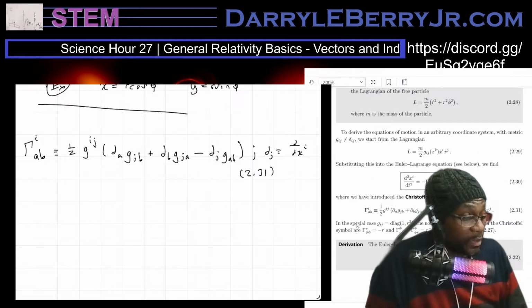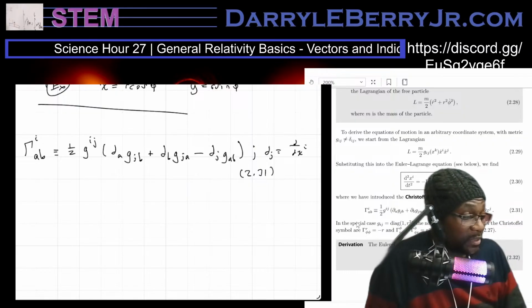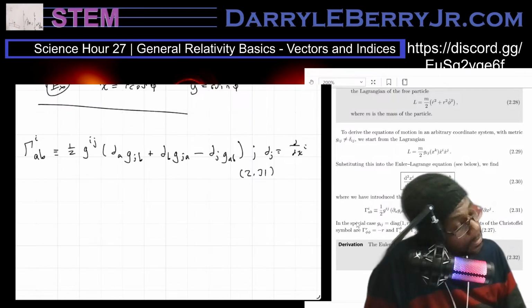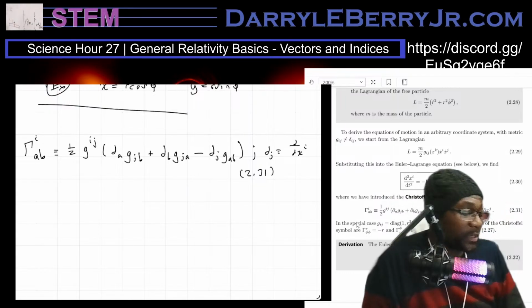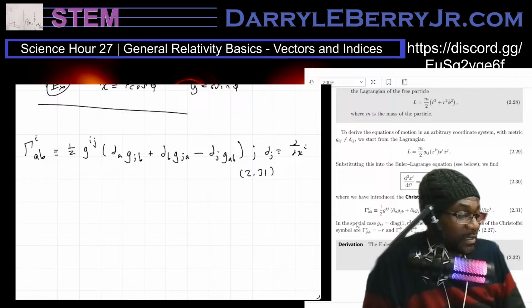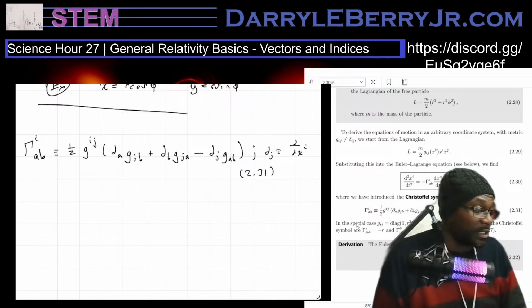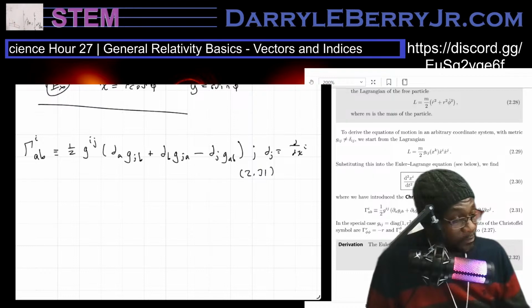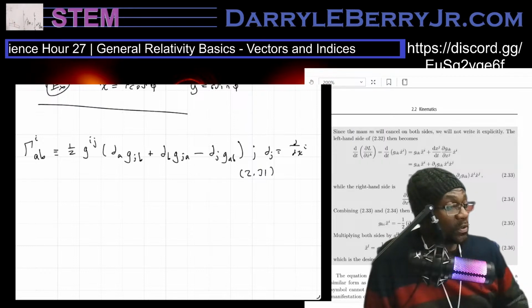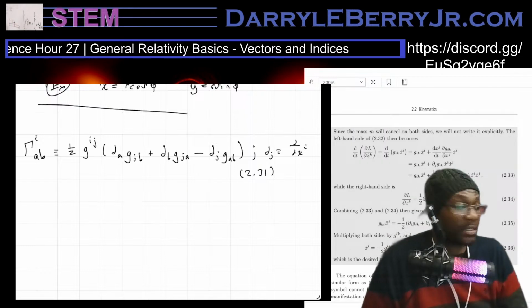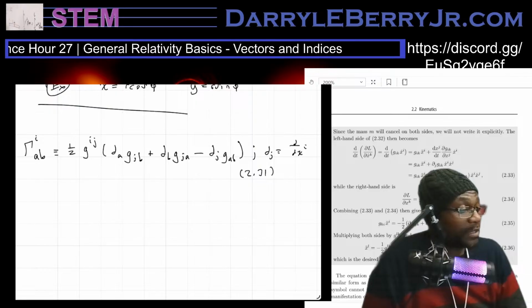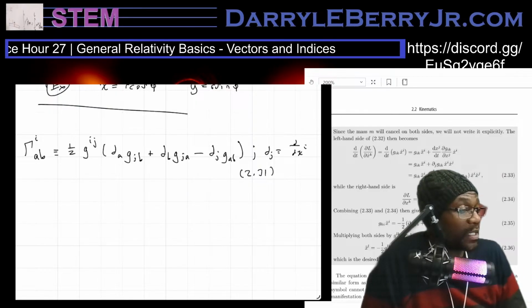The derivation of the Euler-Lagrange equation is d/dt of partial L over partial ẋ^k equals partial L over partial x^k. Normally, at least in my experience, it's written as minus the other side equals 0. It still gives you the same thing. It looks like we might be doing Euler-Lagrange in this class, which I'm not upset about. Since the mass m will cancel on both sides, we would not write it explicitly.